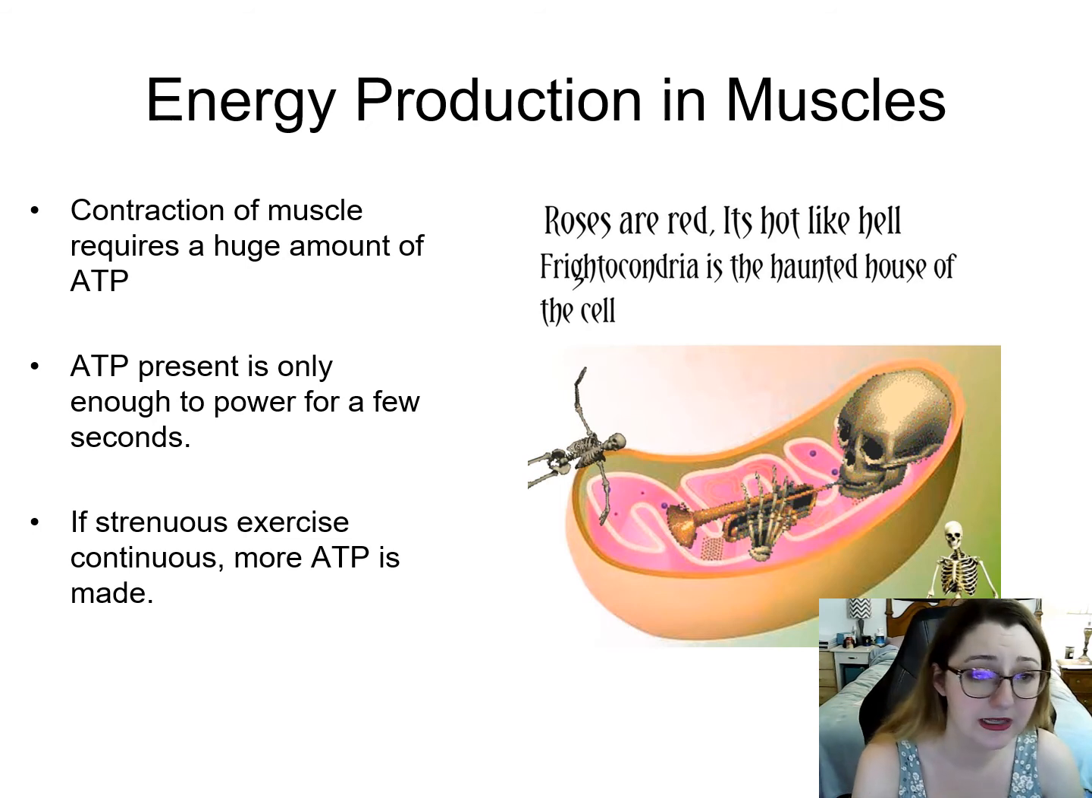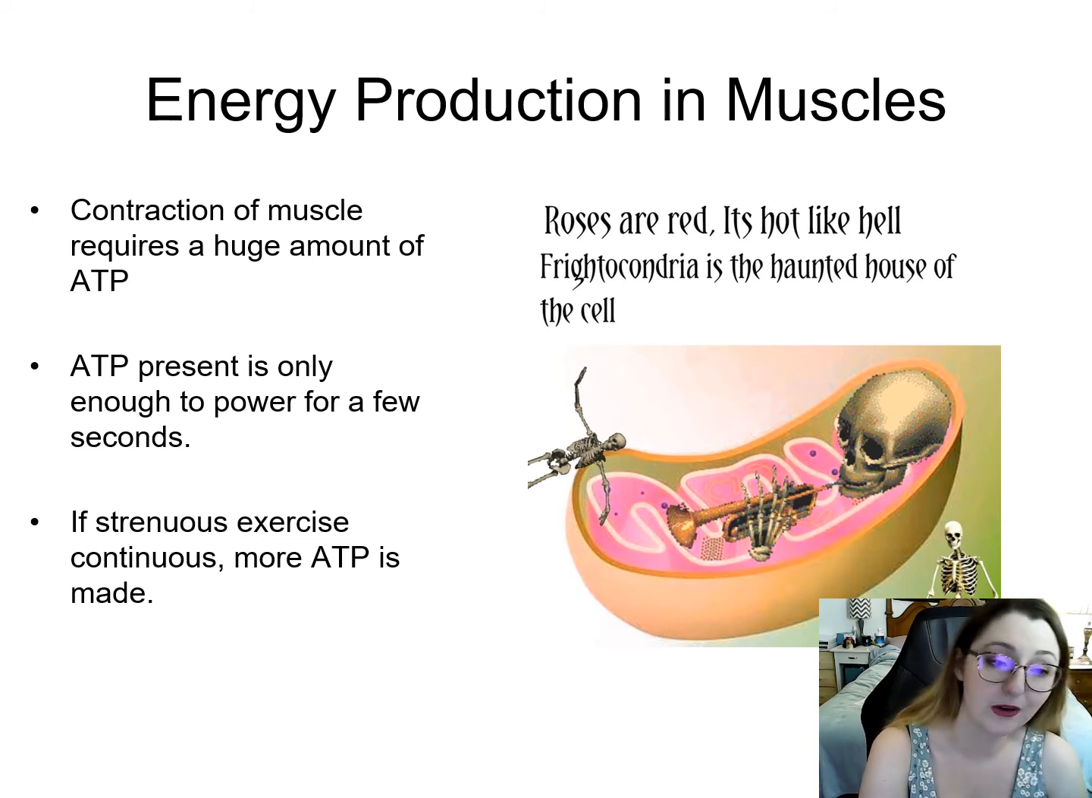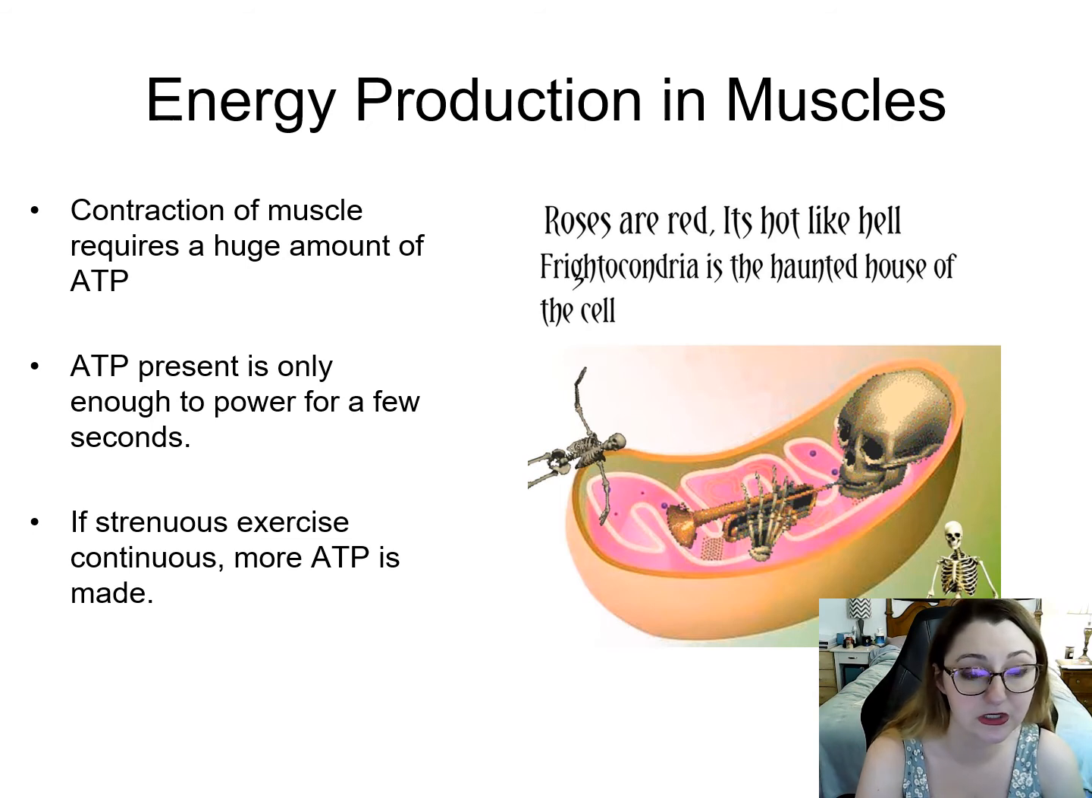And very importantly, we need to talk about energy production in muscles. The contraction of muscles requires a large amount of energy, which we are going to get in the form of ATP. We talked about ATP, and we know that it comes from mitochondria. Mitochondria, powerhouse of the cell, they're kind of the powerhouse of more than just the cell. They're the powerhouse of your body in a way. They produce all the ATP. It's very important. And ATP is present only long enough to power a contraction for a few seconds.